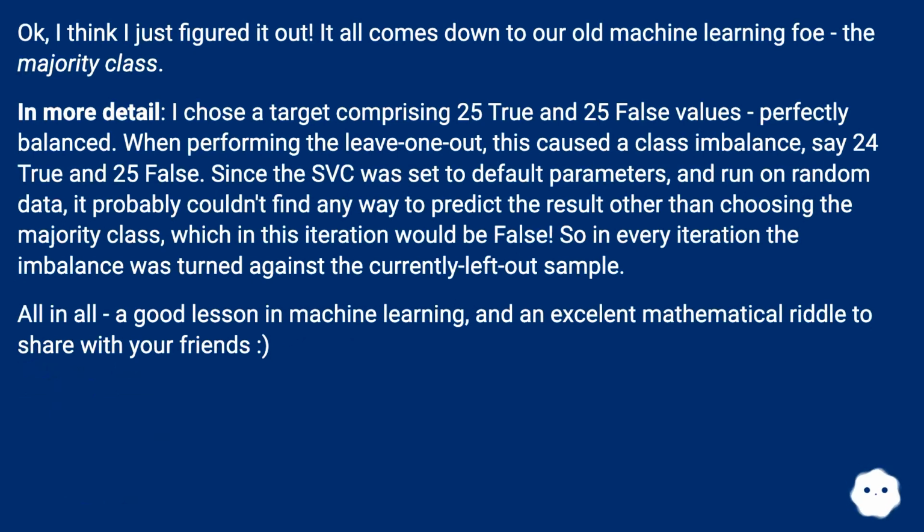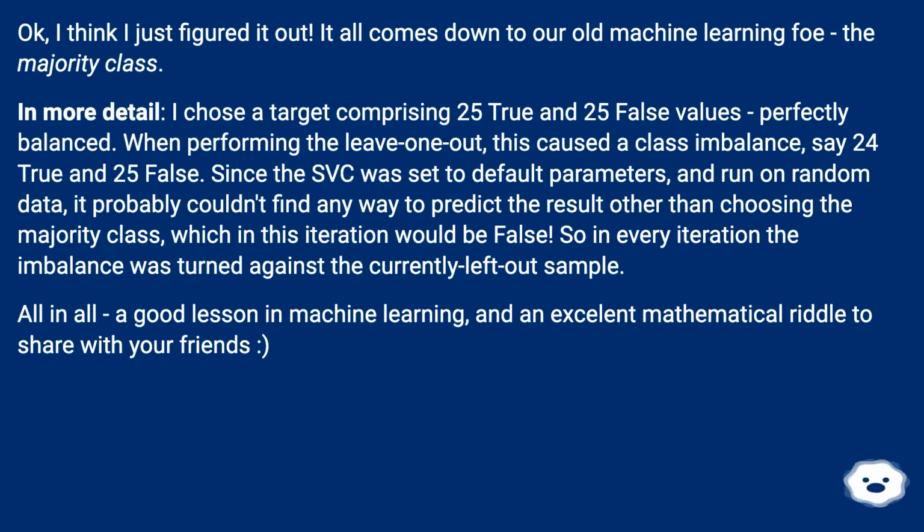Okay, I think I just figured it out. It all comes down to our old machine learning foe, the majority class. In more detail, I chose a target comprising 25 true and 25 false values, perfectly balanced. When performing a leave one out, this caused a class imbalance, say 24 true and 25 false.